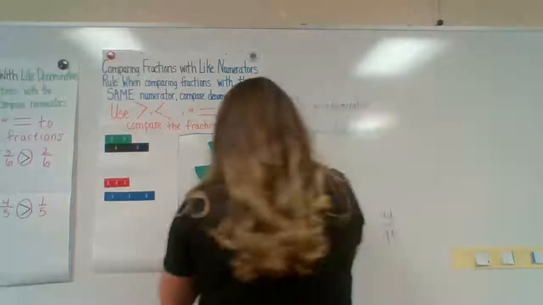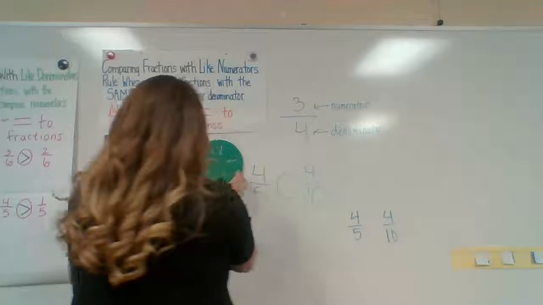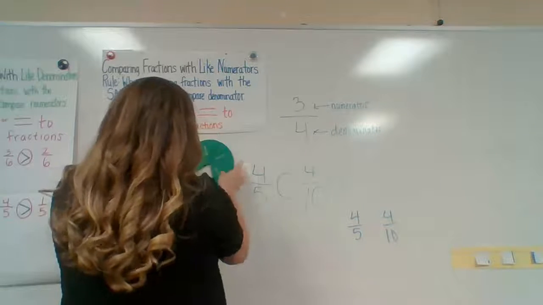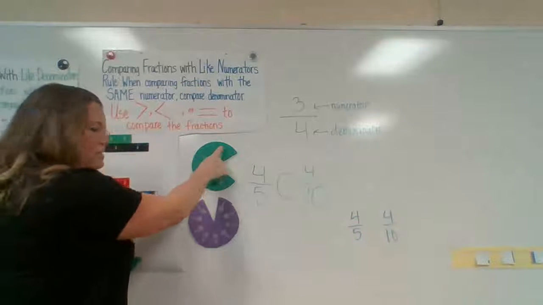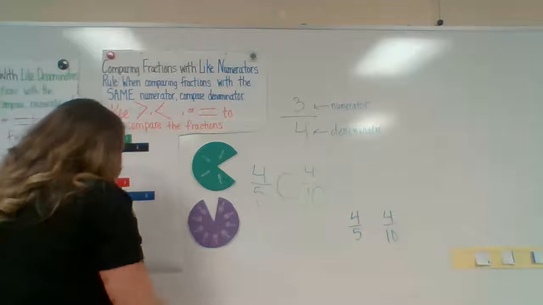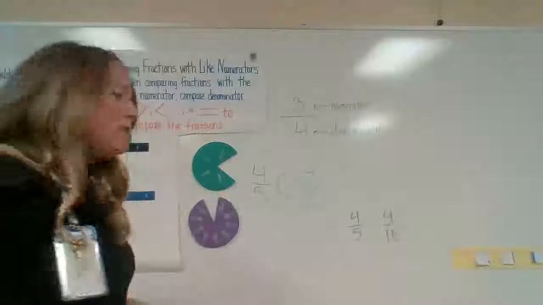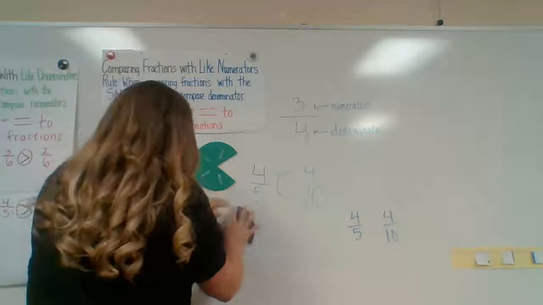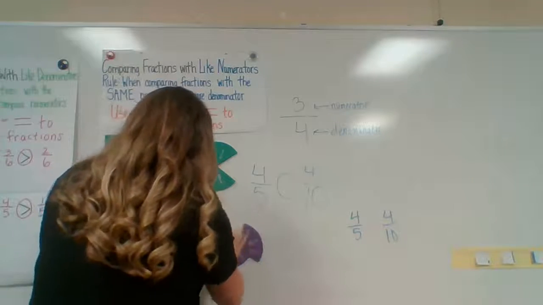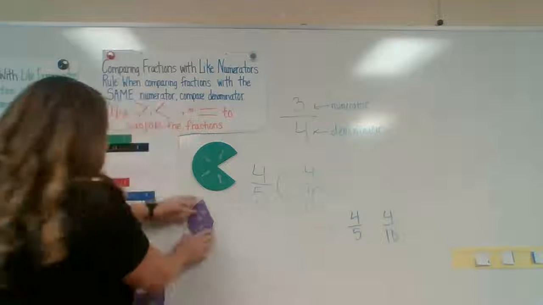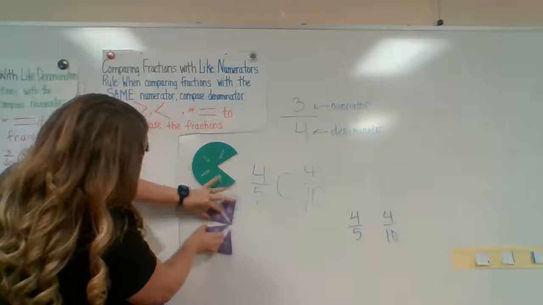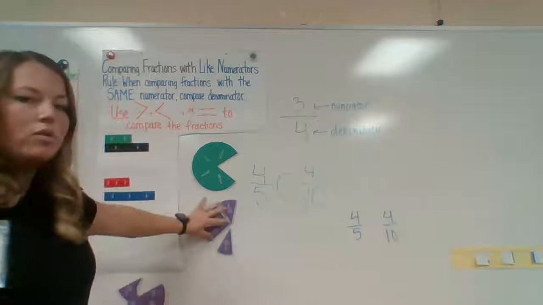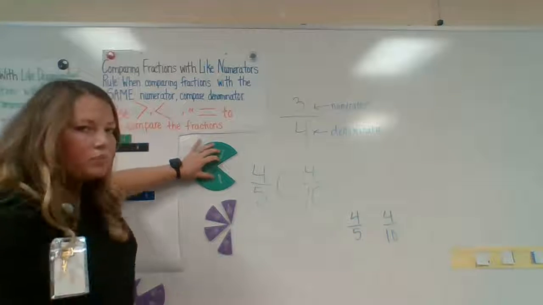So right here, when I'm comparing, I want to have 4/5. So this would be 4/5 right here. I have 1, 2, 3, 4 pieces out of the total 5 pieces. On this bottom one with tenths, I want 4/10. So I'm going to move these out of the way. So now I have 1, 2, 3, 4. I have 4 pieces here. And I want to compare these 4 pieces to these 4 pieces.